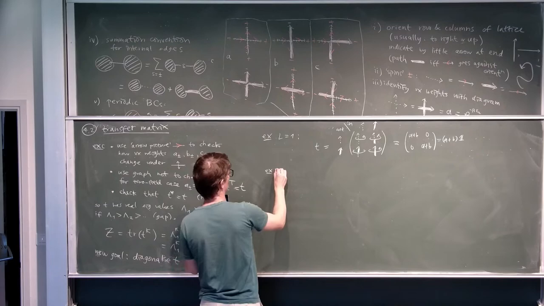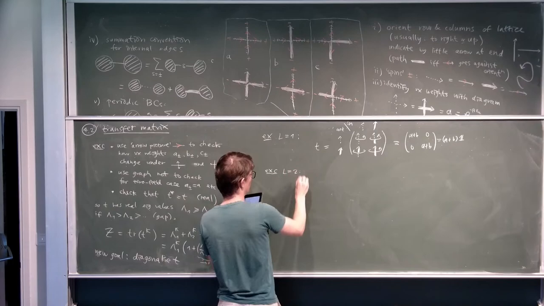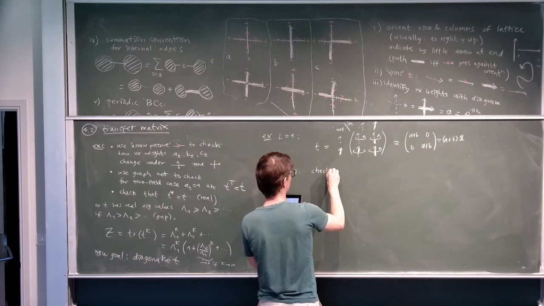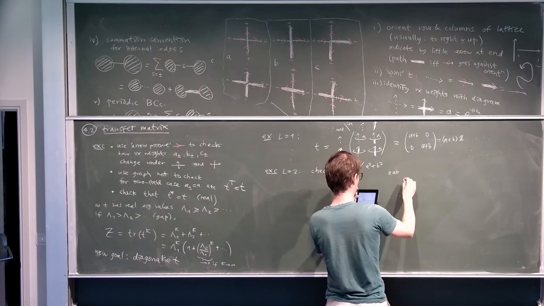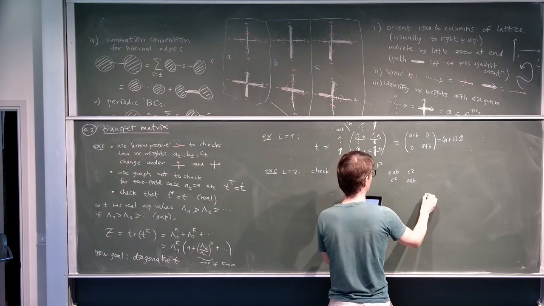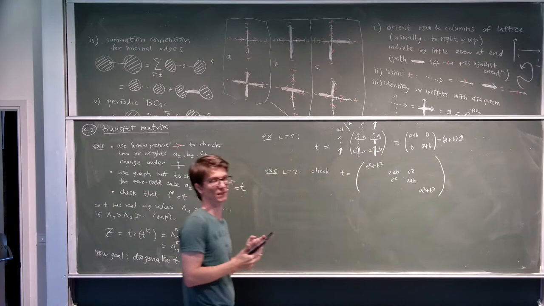Okay, so let's say a little exercise. Repeat this for length 2. Check it. I'll tell you what the result is. In this case, the transfer matrix, hopefully I did my computations correctly, has a squared plus b squared. Then to the right, we get a 2 by 2 non-zero block with 2ab, c squared, and it's symmetric, like that. And then finally, a squared plus b squared. All the remaining entries are 0. So it's a 4 by 4 matrix with only 6 non-zero entries.